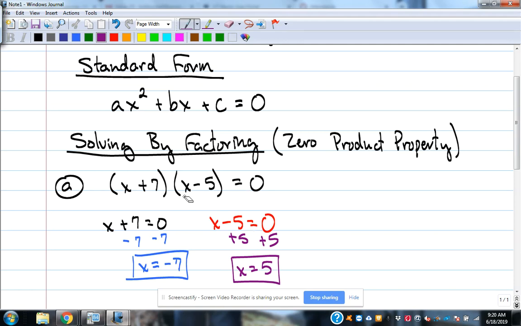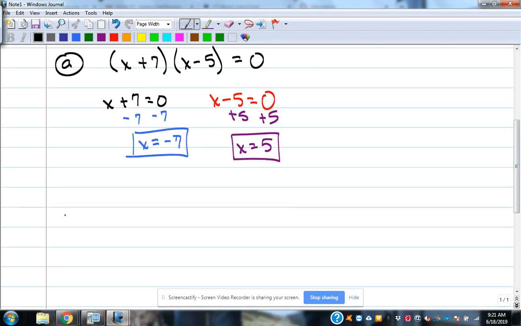So what we're doing is when we get it factored, we're going to take each parenthesis or each part that has an x in it and set it equal to 0. And then once we get that done, we solve them just like the regular equations that we did back a couple of weeks ago. Okay. So they're not always going to be pre-factored for you. Sometimes you got to do it yourself.